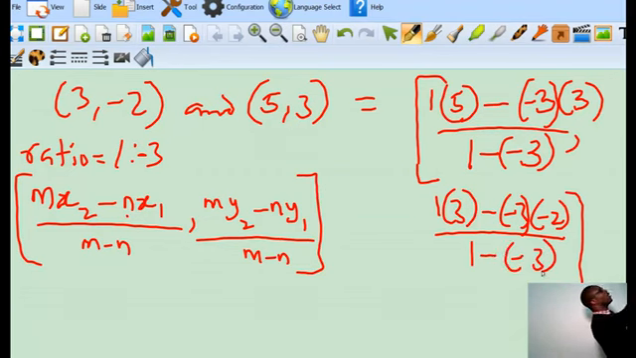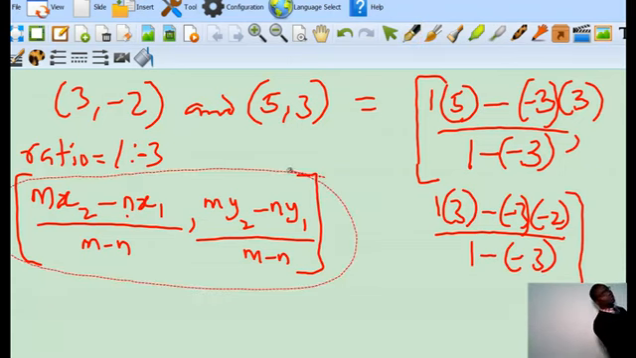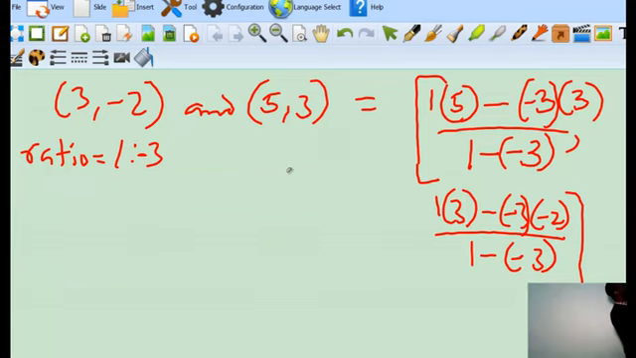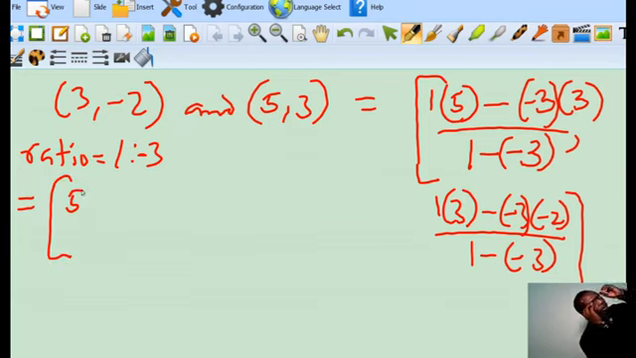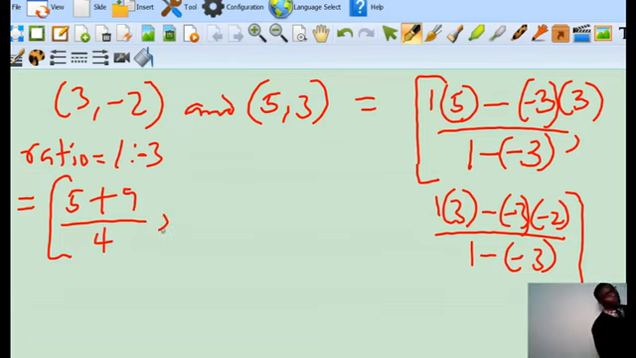Now automatically I have to clean this. Now equals 1 times 5, that is 5, then minus 3 times 3, that is minus 9, times minus, that is plus, all over 1 minus minus 3, that is 1 plus 3, that is 4, comma 1 times 3, that is 3, then minus 3 times minus 2, that is plus 6, then times minus, that is minus 6, all over 1 minus minus 3, that's 1 plus 3, that is 4.